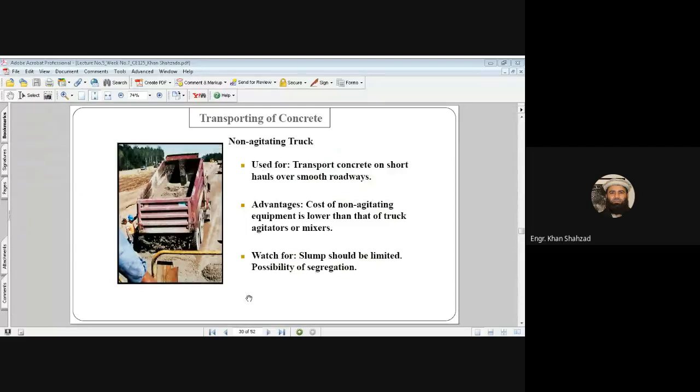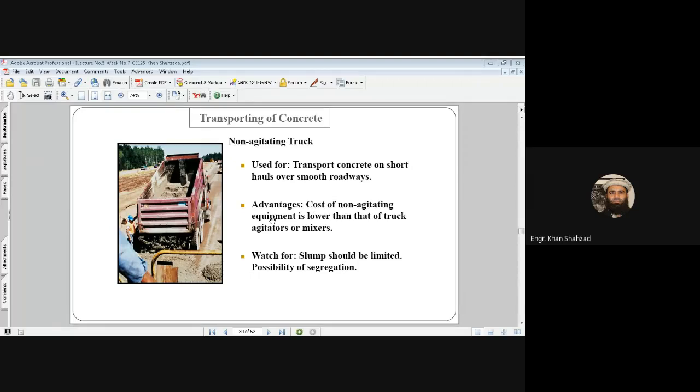So we can use different types of trucks. This is called a non-agitating truck. This is a static truck or normal truck. Maybe you have seen it everywhere. It can be used for transport of concrete over short distances or hauls on smooth roads. So if you have smooth roads and short distances from plant to the project site, you can use these static trucks. What will be the advantage of using this static truck?